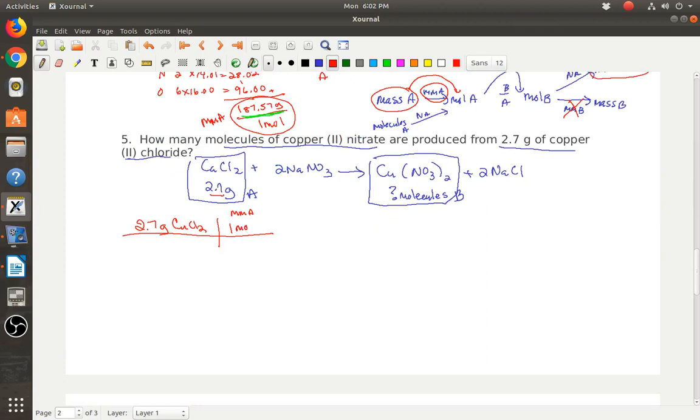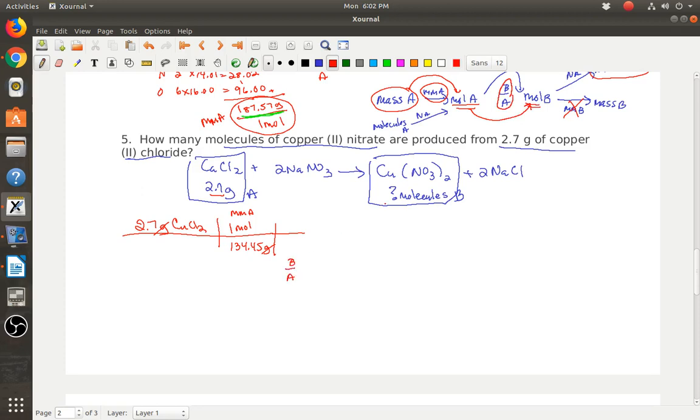So 1 mole is 134.45 grams. If I didn't have it calculated out already, I'd have to do it. I put it in this way so the grams will cancel. So that gets me to the moles of A. And then I need to go to the moles of B using the B over A ratio.